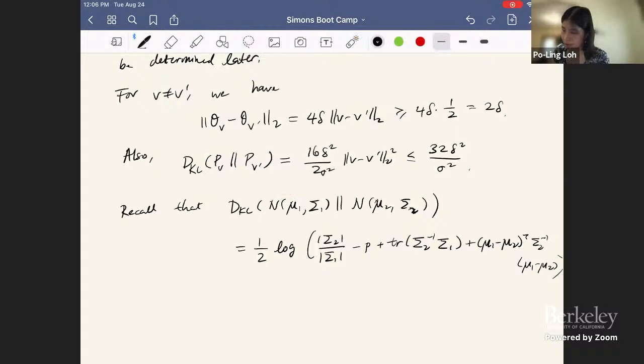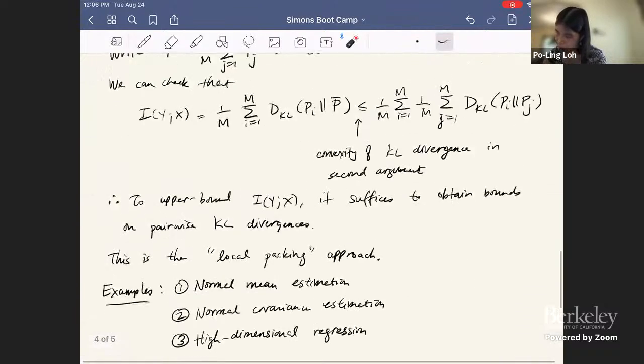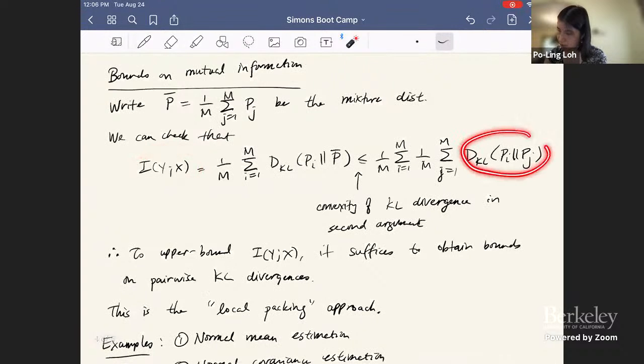Okay, so what's the point? Well, I should say I(Y;X) is actually bounded by the KL divergence between P_v and P_v prime. So if we go back to our bound on the mutual information, maybe you already realized this, we said that if the pairwise KL divergences are bounded by something, mutual information is bounded by that thing.